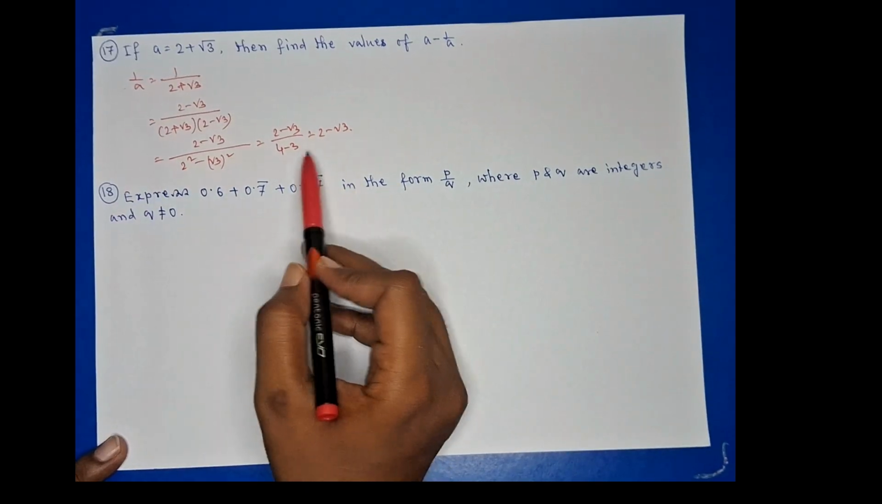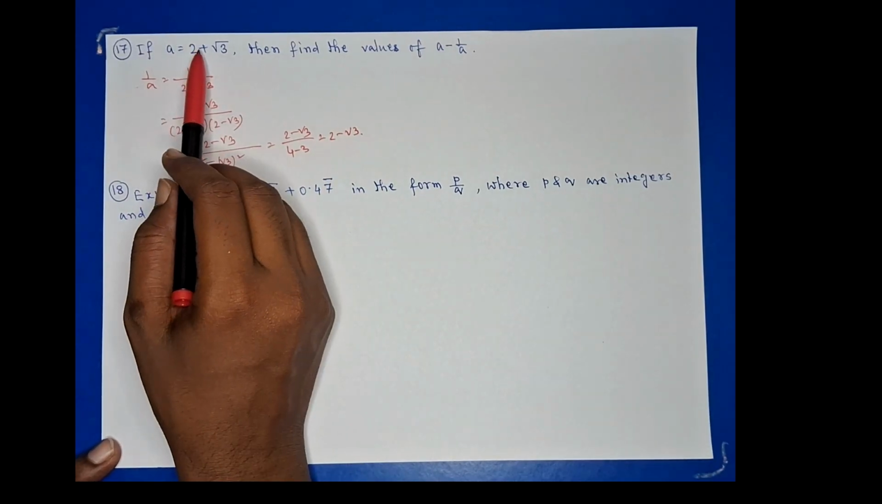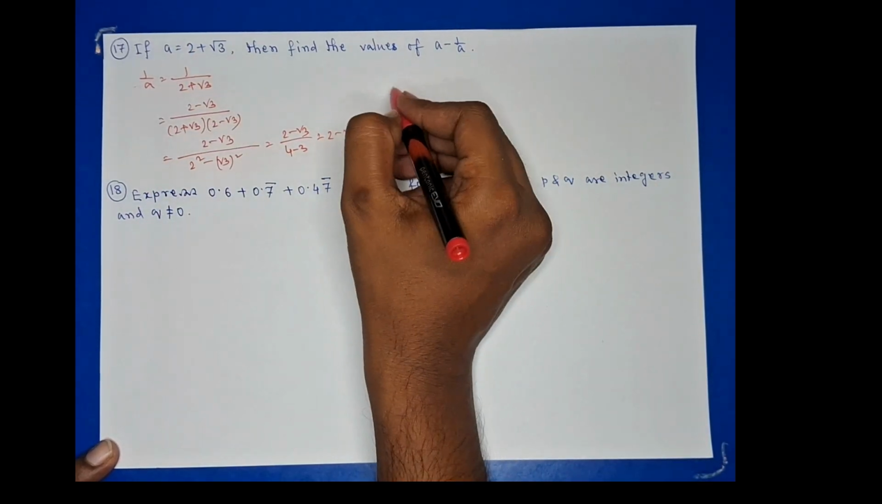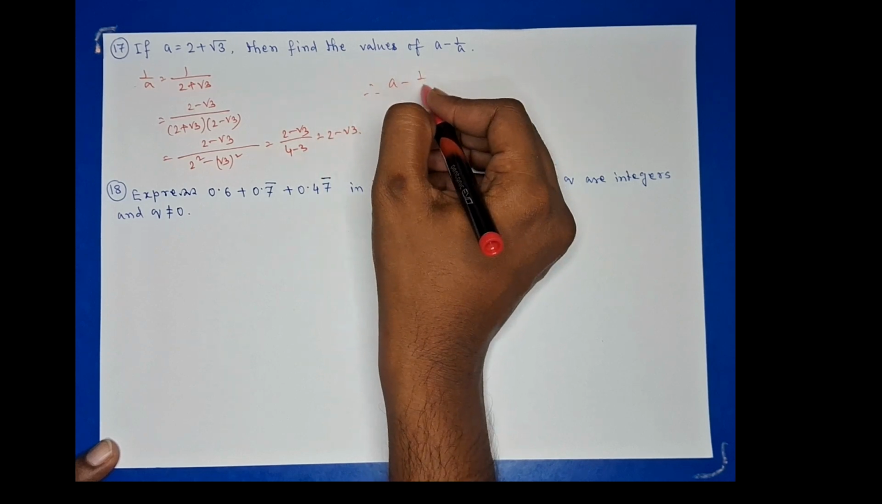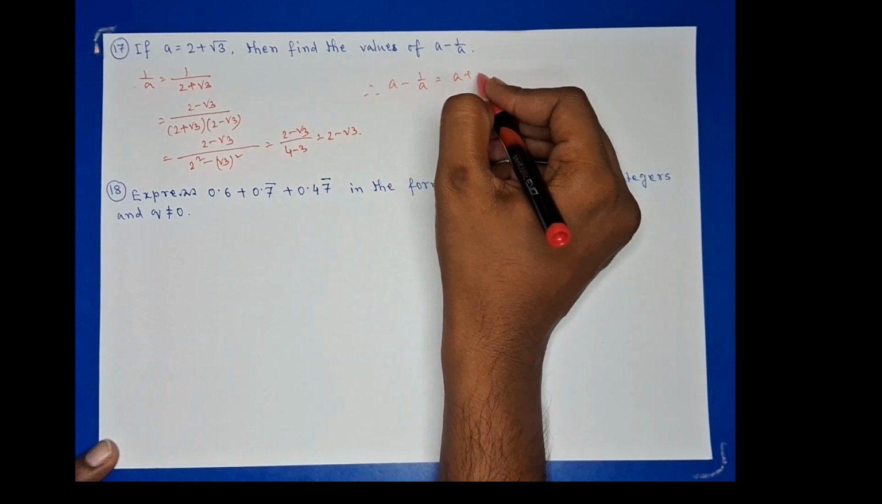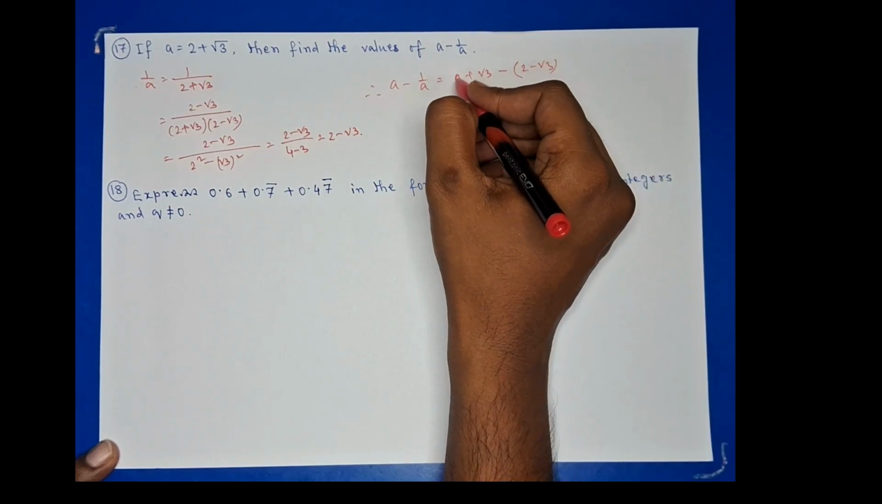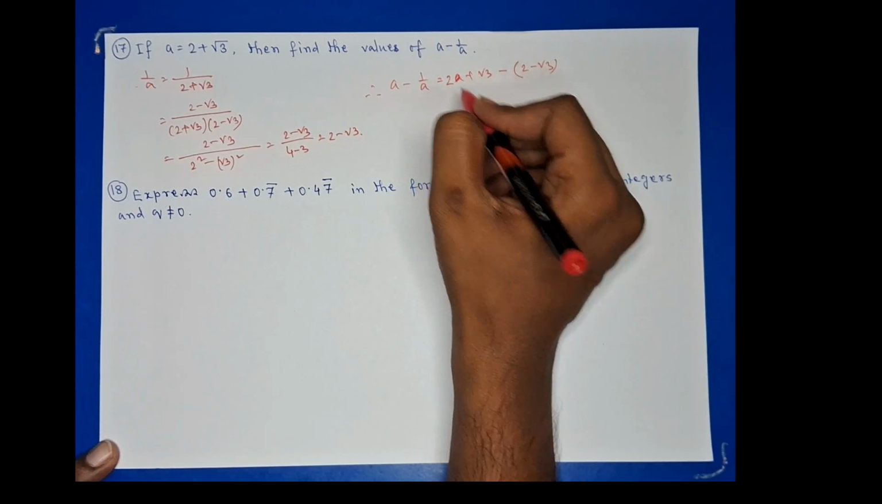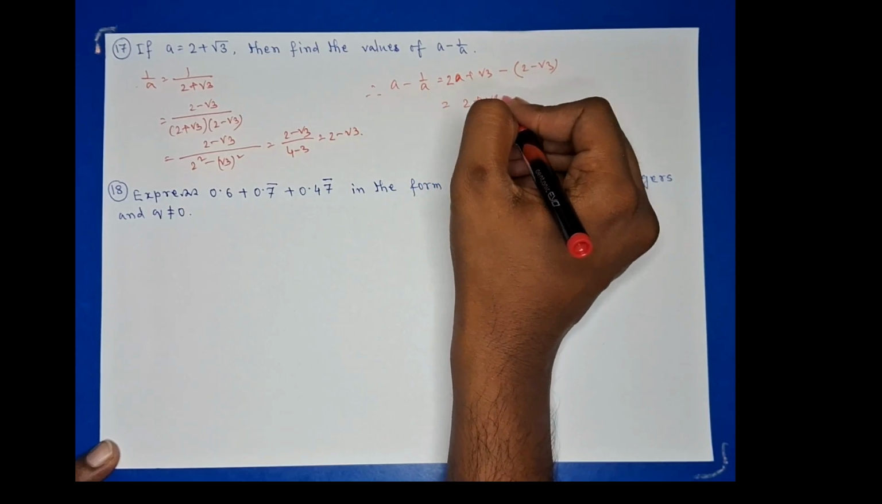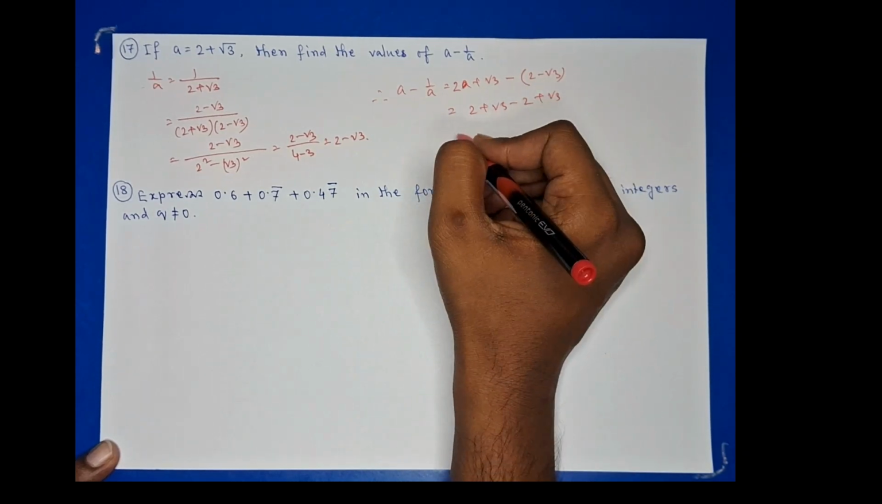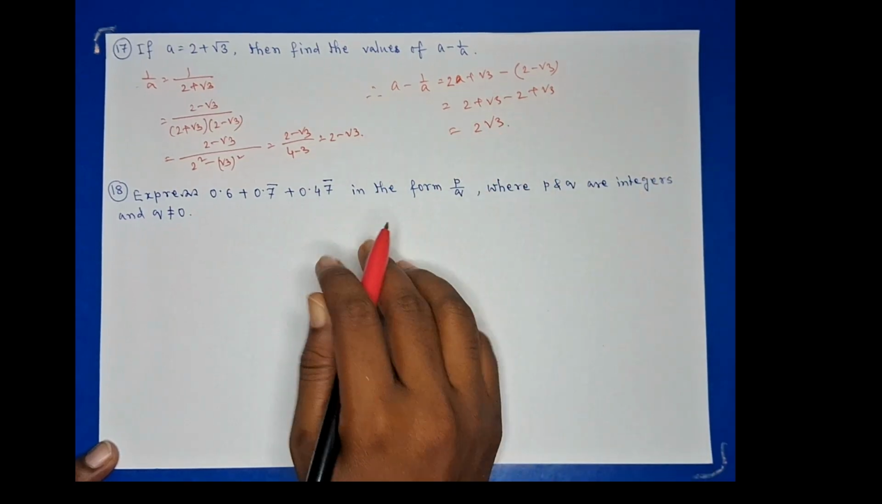So we have got 1 by a is equal to 2 minus root 3 and a is equal to 2 plus root 3. So very easy. So hence a minus 1 by a is equal to 2 plus root 3 minus 2 plus root 3, that is equal to 2 root 3, right?